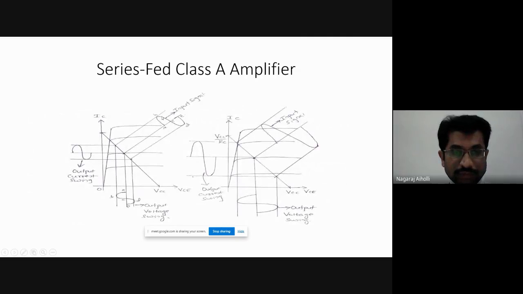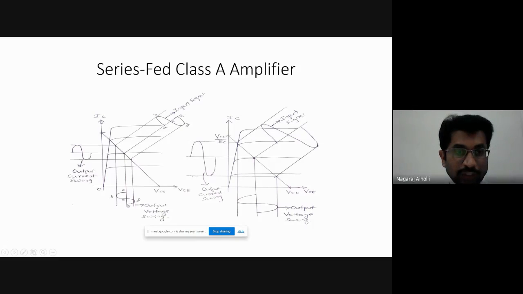So I am drawing this input signal. I will get the input signal from wherever the DC load line is intersecting the IB curves. From this Q point, I am taking the reference line, and from there I am drawing the input signal, that is the IB signal, the base current applied to the base. Now this input signal will produce the output current and the output voltage.